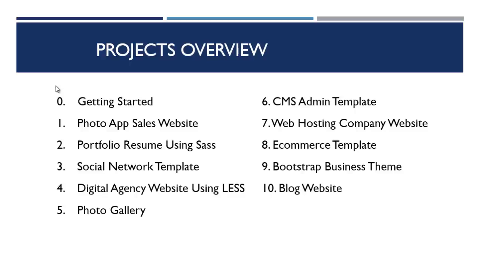Chapter 4 will be creating a digital agency website, and we'll be using Less, which is another preprocessor, very similar to Sass. Chapter 5 will be a photo gallery. Chapter 6 will be a content management system admin template. If you've used WordPress or Joomla or Drupal, they all have admin side templates, and we'll be creating a pretty simple one. Chapter 7 will be a website for a web hosting company. We'll have pricing tables, things like that.